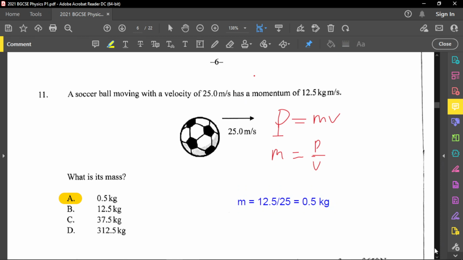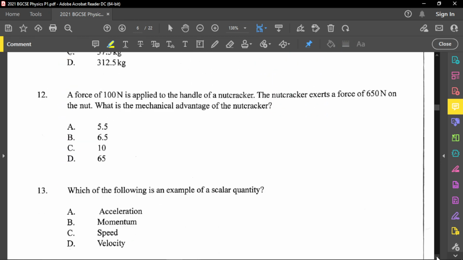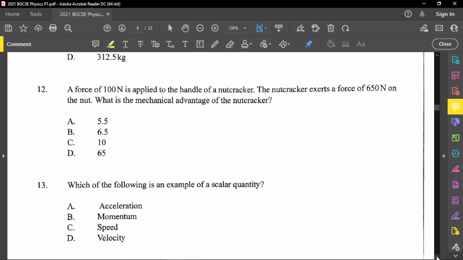Let's go into question number 12. Question number 12 says a force of 100 newtons is applied to the handle of a nutcracker. The nutcracker exerts a force of 650 newtons on the nut. What is the mechanical advantage of the nutcracker?